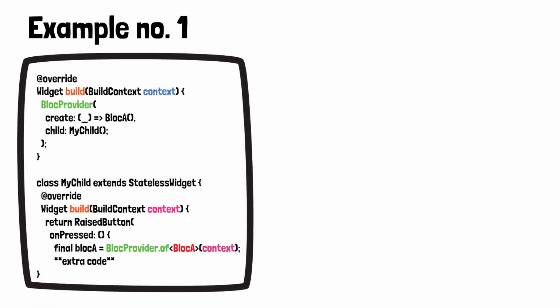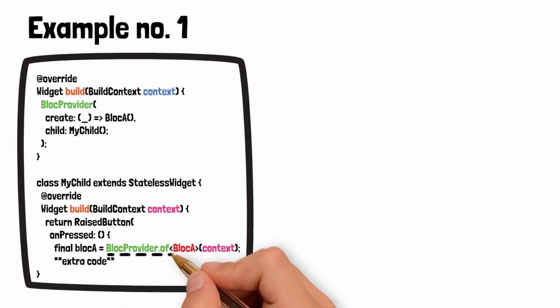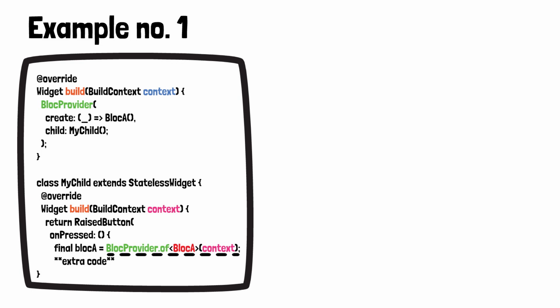Analyze this code for a bit and let's apply what we learned so far. Can you access the unique instance of block A in this specific case? Pause the video for a moment and think of it. Then come back for the full explanation.